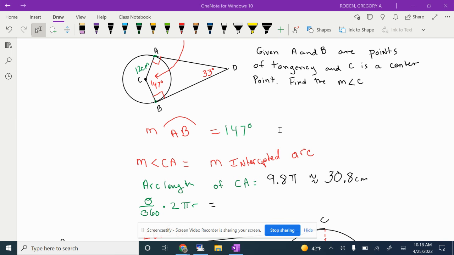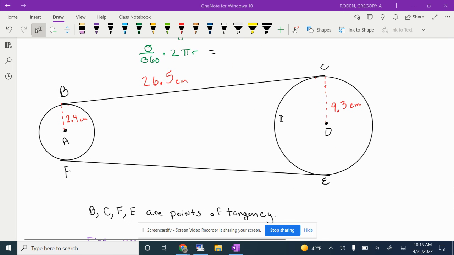Okay. Now here's a fun problem. Draw this out for me. This is a really good problem.